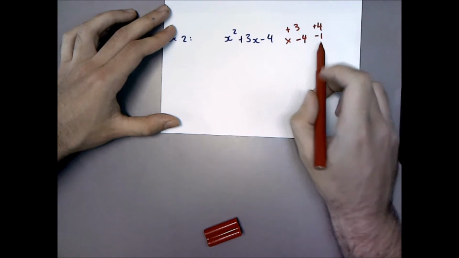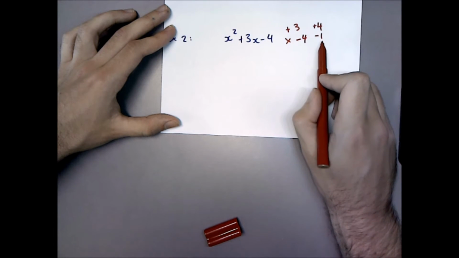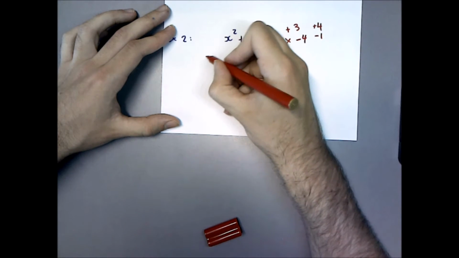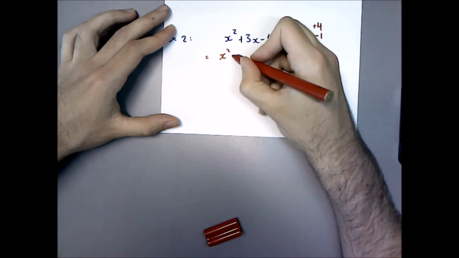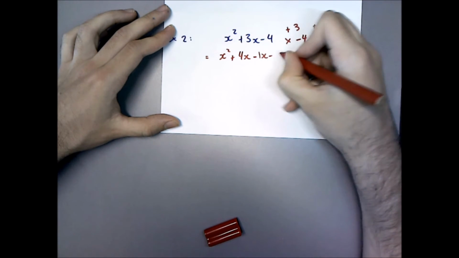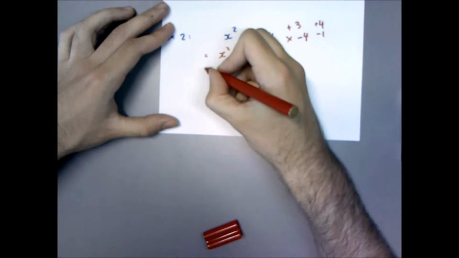And just check that it works. So 4 plus negative 1 equals 3. 4 times negative 1 is negative 4. So it'll work. Again, I'll still deconstruct it, but we should know what the answer is at the end already. It's going to equal x squared plus 4x subtract 1x minus 4. Again, 4x take 1x is 3x, so that's all fine.